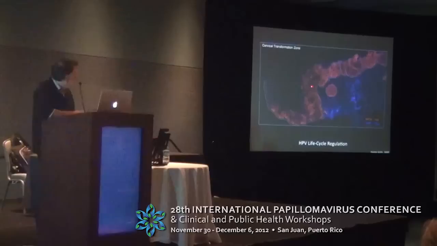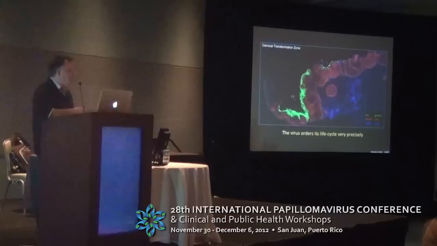If we put on the marker of life cycle completion, E4, we can see how this differs. You get the impression from this that the virus, to complete a productive life cycle, has to order itself very, very precisely with very carefully controlled gene expression. And things can potentially go wrong, neoplasia can potentially develop when deregulated expression occurs. And we get the idea that perhaps there are good and bad epithelial sites, and there are sites where gene expression is inappropriately regulated and sites where gene expression is correctly regulated.